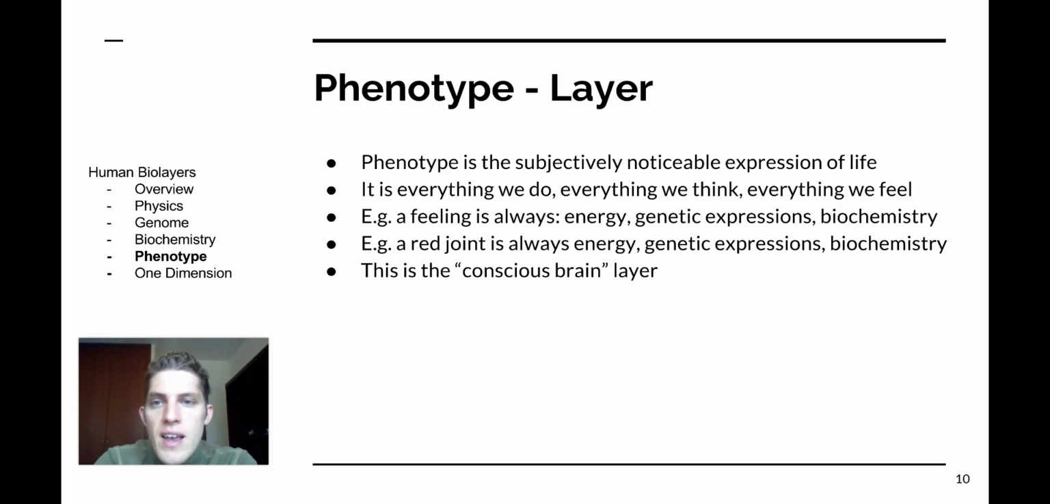Then phenotype is the last layer that I'd like to describe. Phenotype is a scientific word for an aspect that we can observe, something that we can see. So it is the subjectively noticeable layer of life. So everything we do, we think, we feel is actually phenotype. So everything we are conscious about is phenotype. So a feeling or a color are both phenotypes. They are also energy, they are genetic expression, and they are biochemistry. We can also call this layer the conscious brain layer.